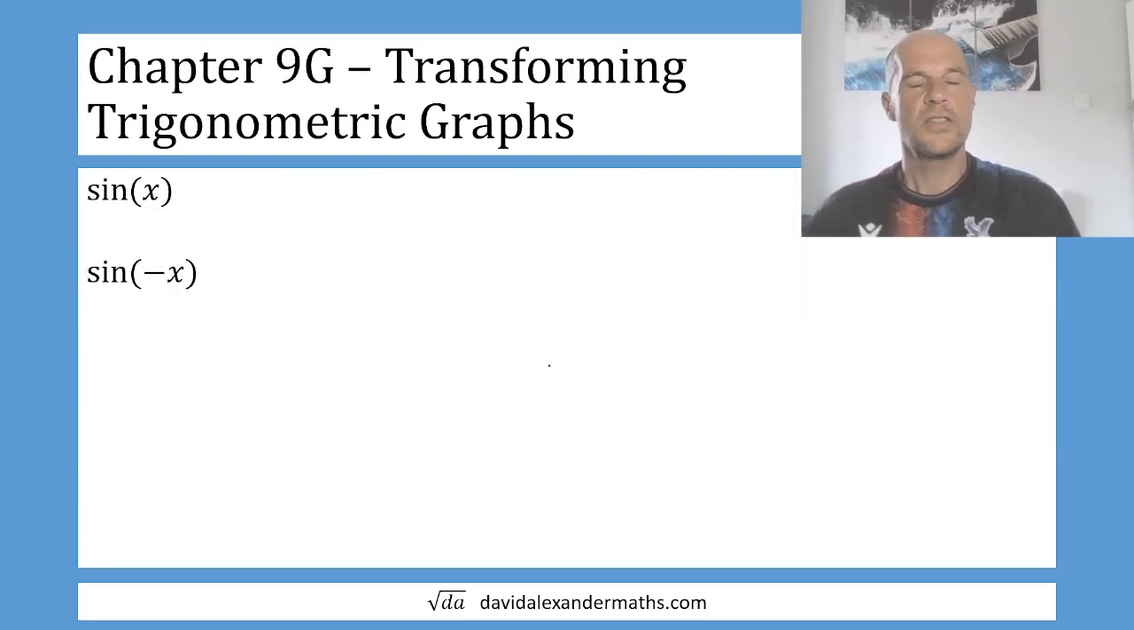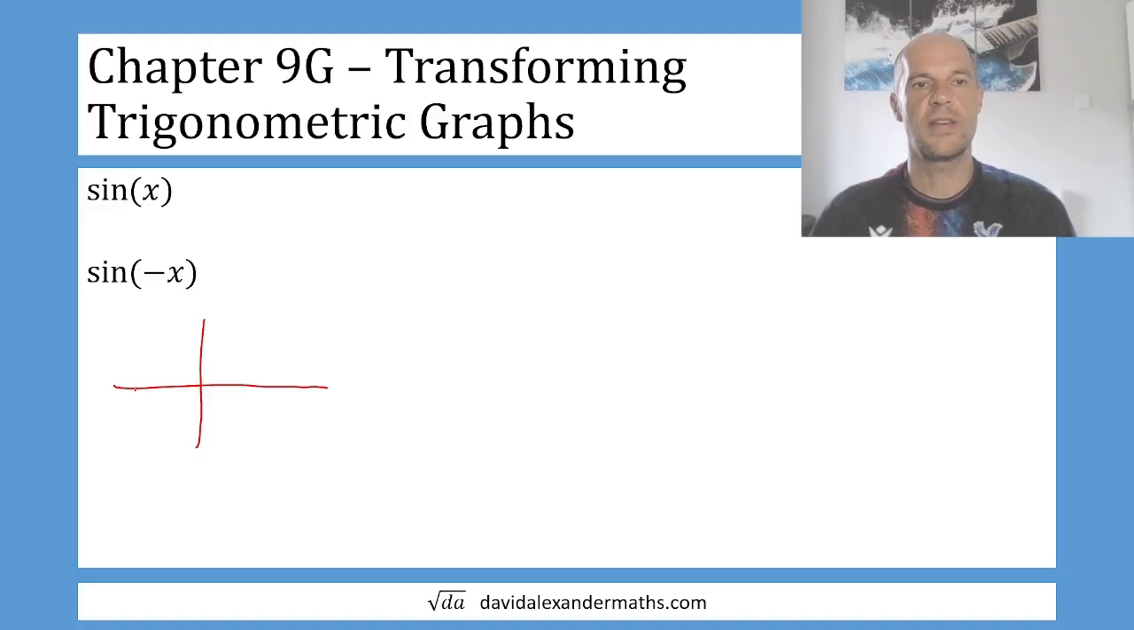Okay, so what is the difference between the sine of x and the sine of negative x? Well, here the transformation is inside the bracket, so therefore we're going to be changing the x values, and it means we're just going to be changing the signs of all the x values. So a positive x value will become negative, a negative x value will become positive.